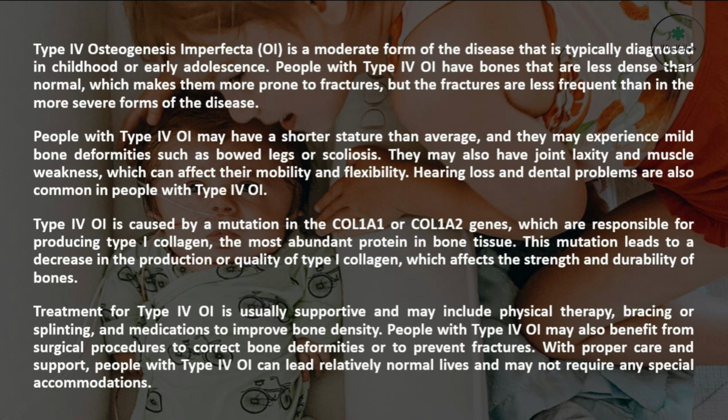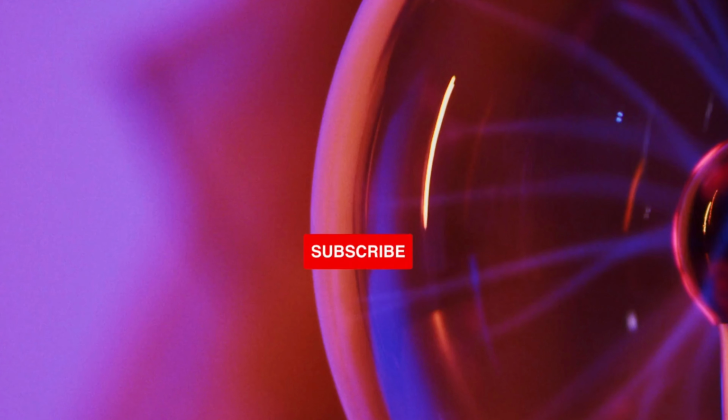This mutation leads to a decrease in the production or quality of type 1 collagen, which affects the strength and durability of bones. Treatment for type 4 OI is usually supportive and may include physical therapy, bracing or splinting, and medications to improve bone density. People with type 4 OI may also benefit from surgical procedures to correct bone deformities or to prevent fractures. With proper care and support, people with type 4 OI can lead relatively normal lives and may not require any special accommodations.